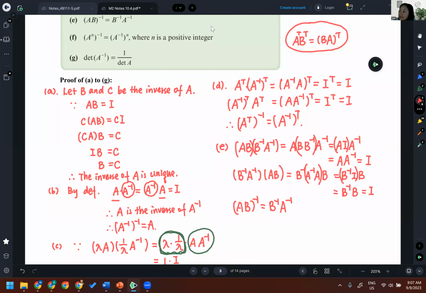Okay. Now I suppose you've written down, because the next one I'll ask you, if I want to verify A to the power n inverse is A inverse to the power n, what should I check? If you understood D and E, you should be able to answer.